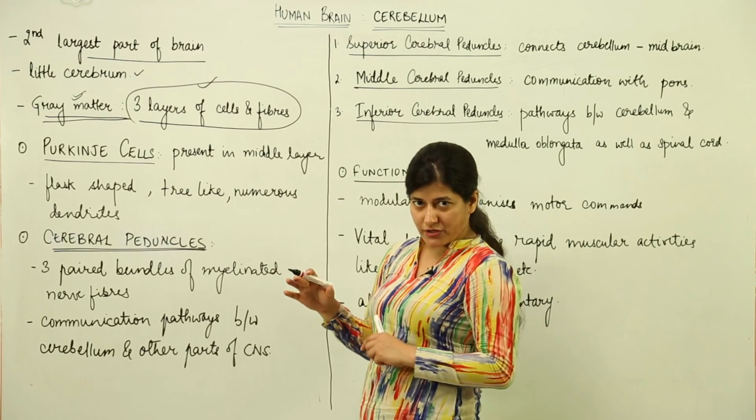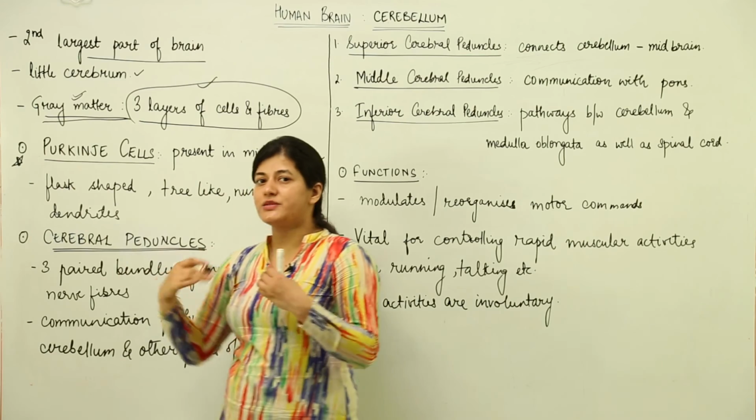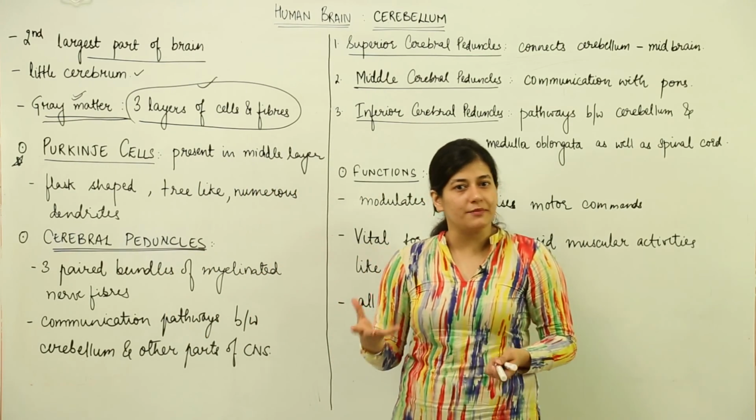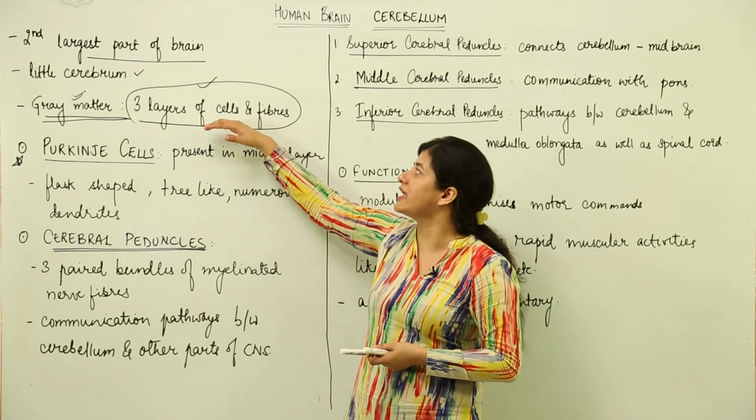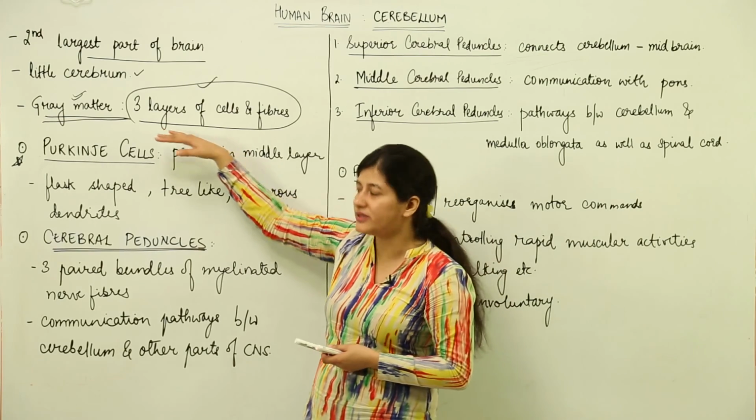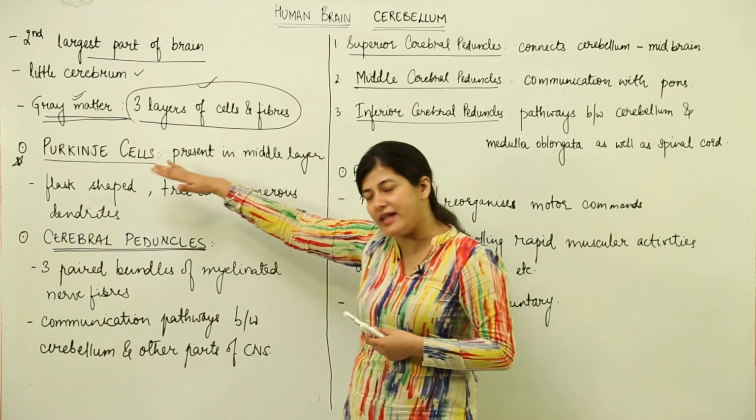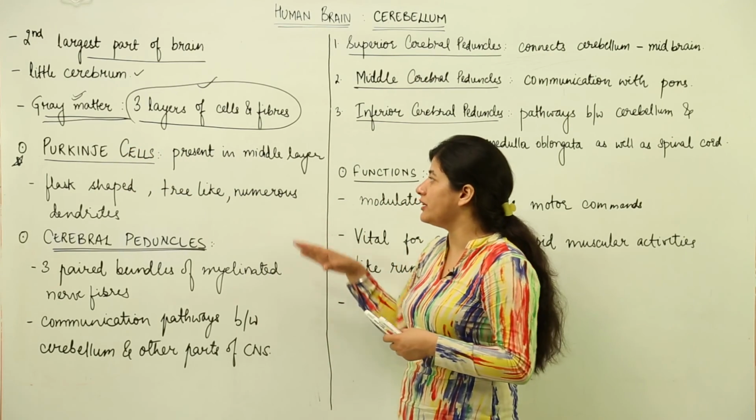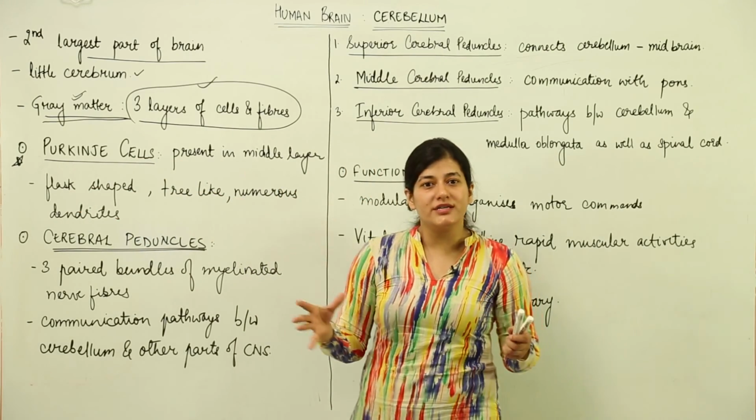What we have to remember is that there are characteristic cells known as Purkinje cells. Now as we are talking about the brain, first of all there won't be any other cells except for neurons. So these Purkinje cells are present in the second layer of the grey matter, because there were three layers. The second layer is going to have Purkinje cells, and these cells, needless to say, would be neurons. What sort of neurons would they be? They would be flask shaped, tree-like, with numerous dendrites.